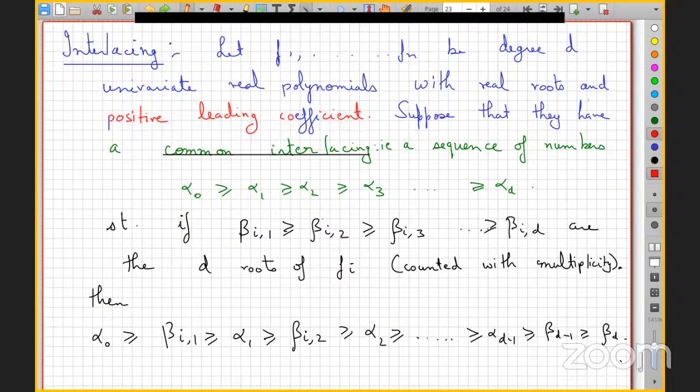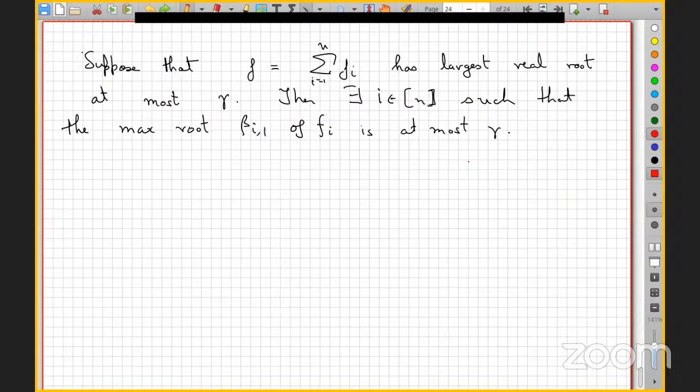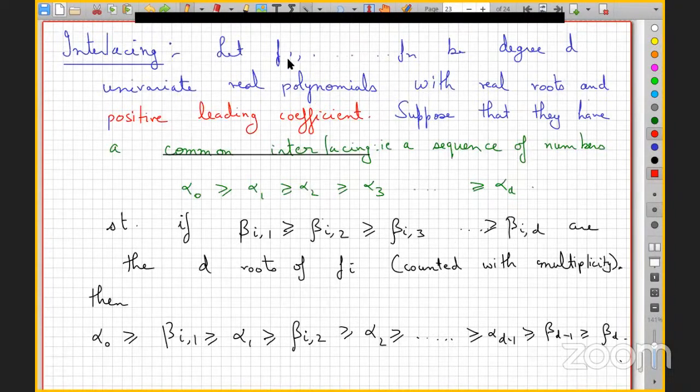Sorry, Piyush, I have another question. Can you go to the next page once? So this is the conclusion you're saying, but suppose instead of the largest, I said the smallest is at least gamma. Would you still be able to conclude that there exists an i such that the minimum root of this is at least gamma? Yes, because you just apply the thing to the polynomials given by f of minus x.